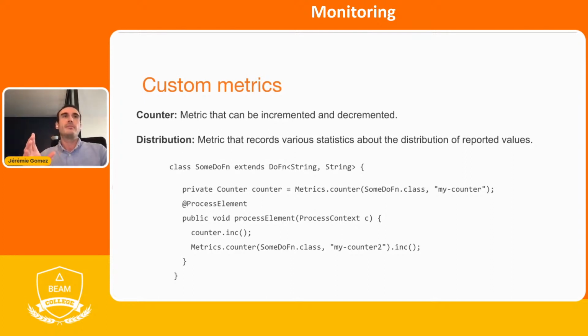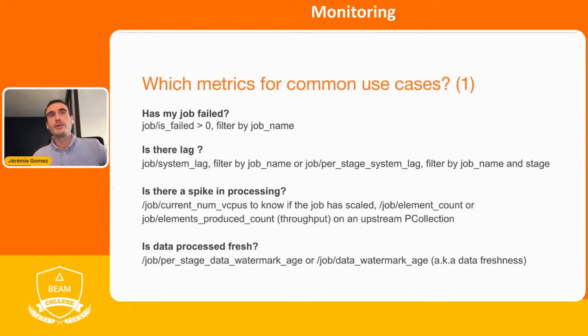Of course, the native metrics are the most important, but with the others, you can have access to more information about your job. Okay, let's have a look at the common use cases, and let's see what metrics we would use. So, has my job failed? You would use the native metric is failed, and you would see if it's more than 0. However, this is only useful for batch pipelines, because for streaming pipelines, your job never actually fails. If something doesn't work, it will retry forever. So this only works for batch jobs.